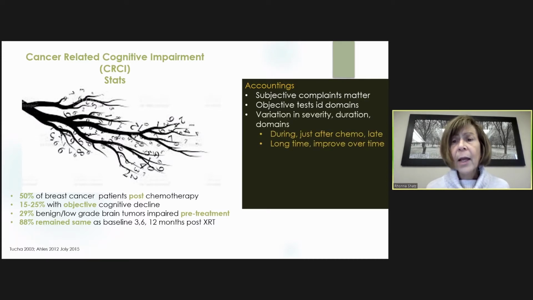And we know that there's a lot of variation in the severity and duration of change in different cognitive domains. It can be during, just after chemo, occurring late and delayed. Sometimes symptoms persist for a long time, and other times it improves over time. And we know many other factors influence thinking beyond cognition alone, and that is mood, fatigue, and sleep.